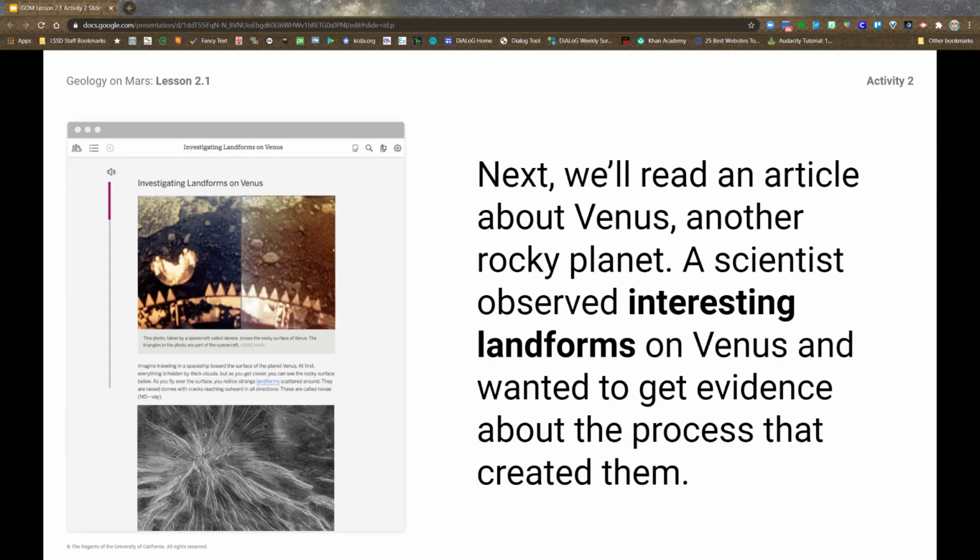Next, we'll read an article about Venus, another rocky planet. A scientist observed interesting landforms on Venus and wanted to get evidence about the process that created them. The article will explain how the scientist gathered evidence about landforms on Venus. We'll apply what we learned to understand how we can gather more evidence about whether lava or water formed the channel on Mars.